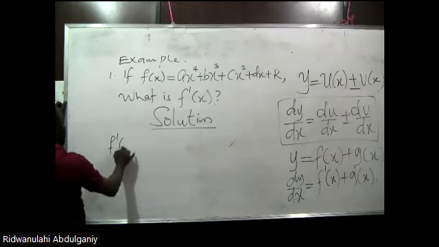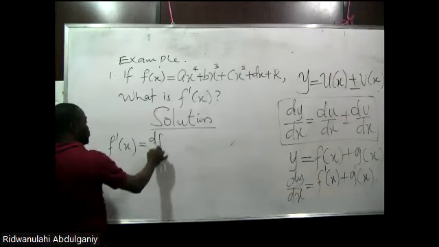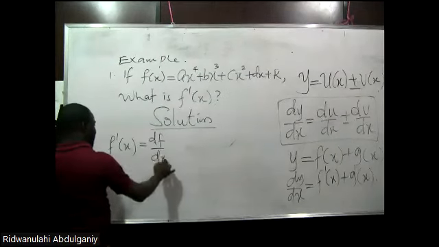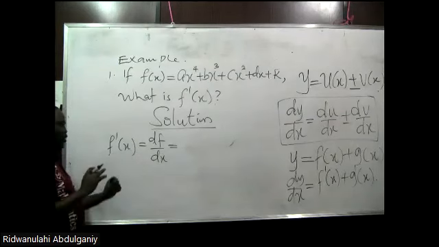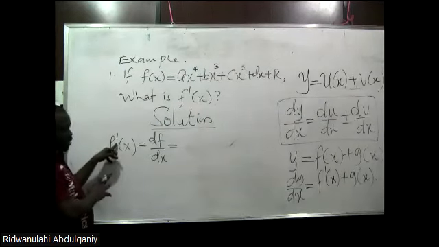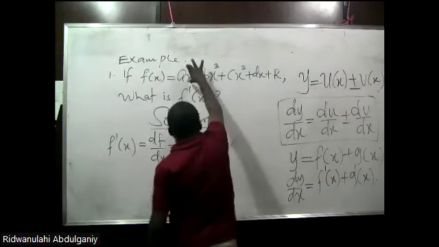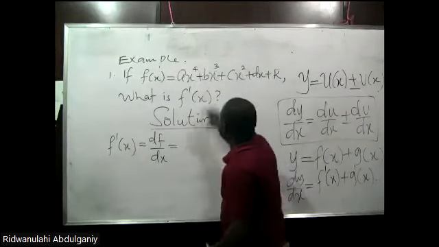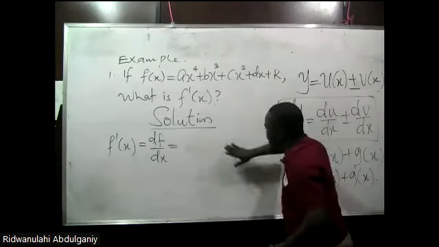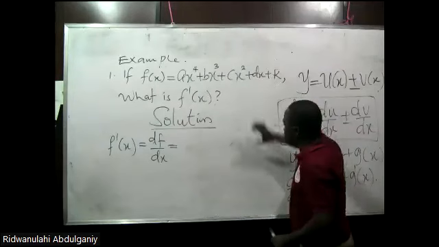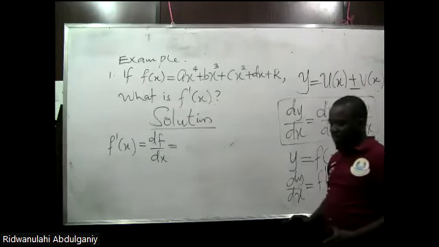F prime of x, which can as well be written as df/dx. So you don't have to write the 2; you can just write 1, but I prefer this one here. It says to differentiate this one separately, cx squared should be differentiated separately, dx should be differentiated separately, and k be differentiated separately.